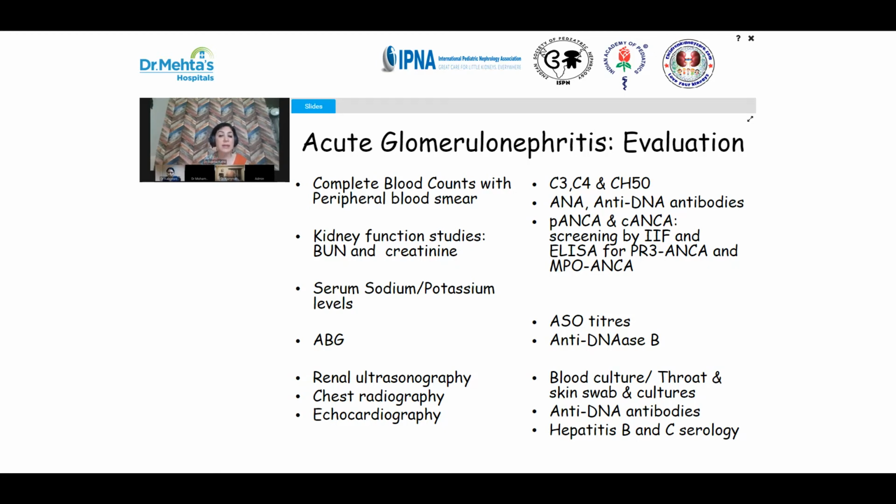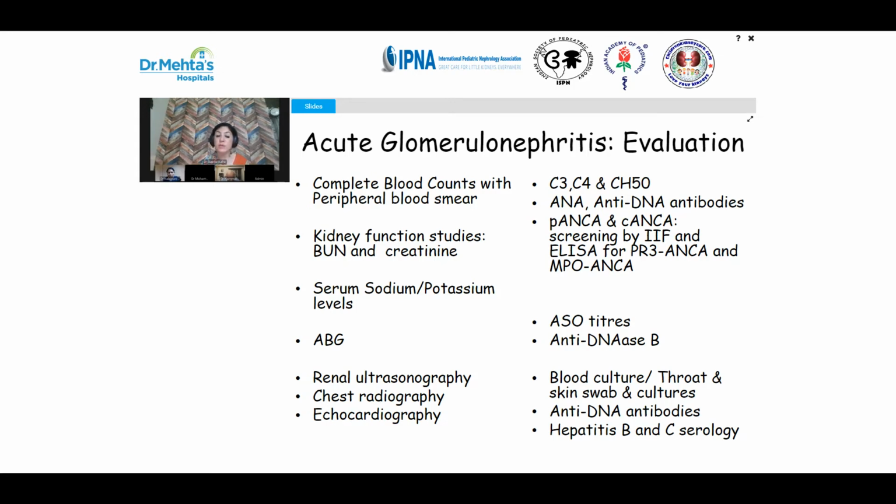ASO titers and anti-DNase B titers help us decide if these children had a streptococcal sore throat, pharyngitis, or skin infection. Anti-DNase B levels are far more sensitive for children who had skin involvement. We also do blood cultures, throat and skin swabs and cultures if any pus points are present, anti-DNA antibody, and hepatitis B and C serology for ruling out hepatitis B and C as an underlying cause.